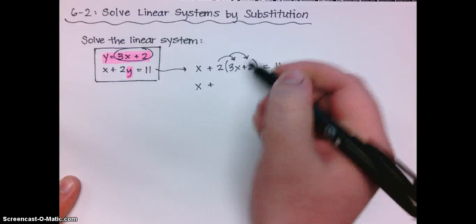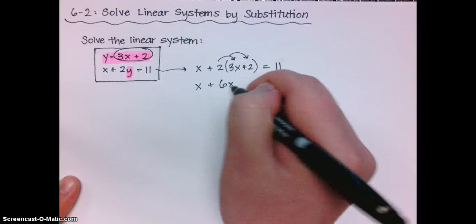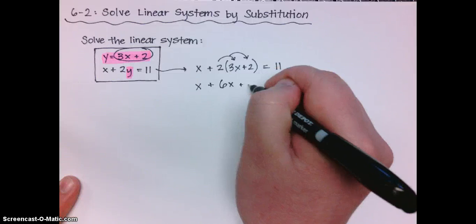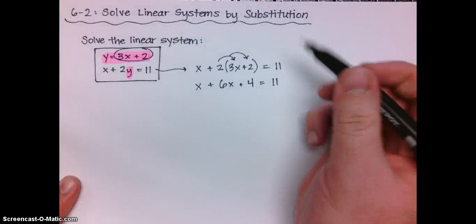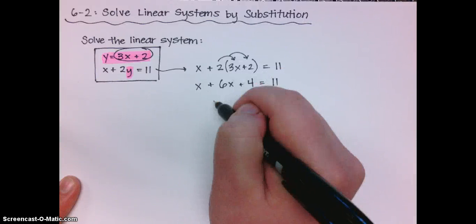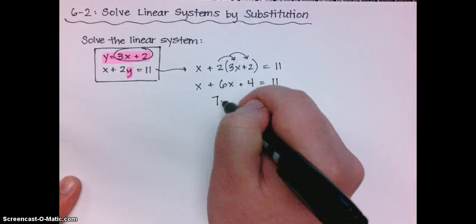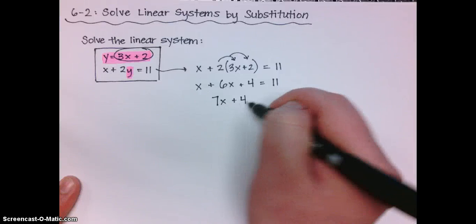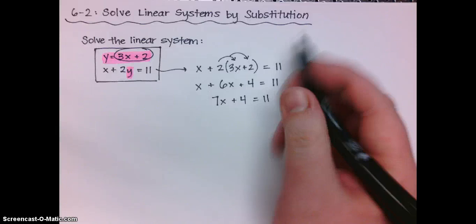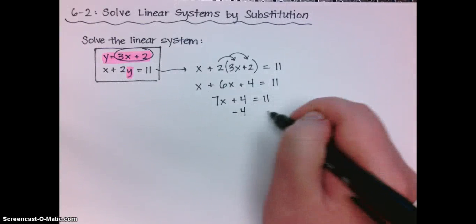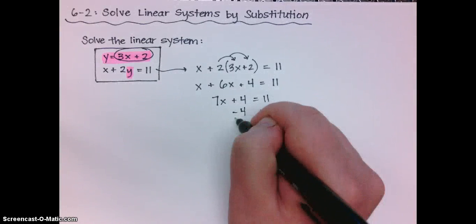So 2 times 3x is 6x. 2 times 2 is plus 4, and that equals 11. I'm going to combine my x's now. 1x plus 6x is 7x's. Plus 4 is equal to 11. Now I'm going to get rid of the lonely number, which is the 4. I'm going to subtract 4 on both sides.